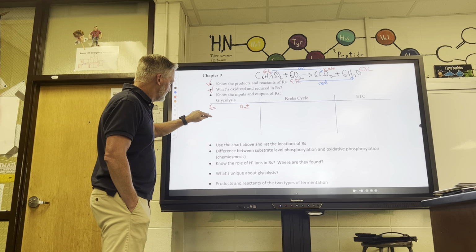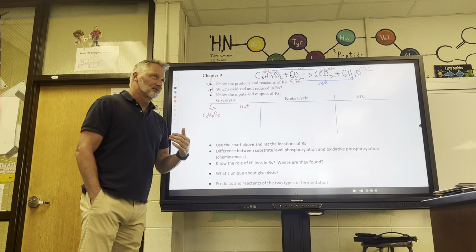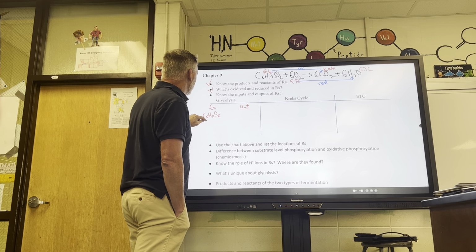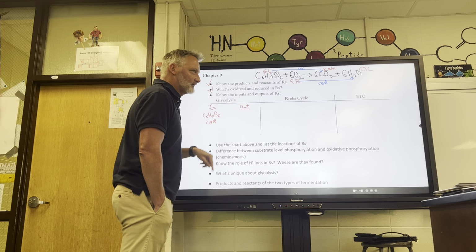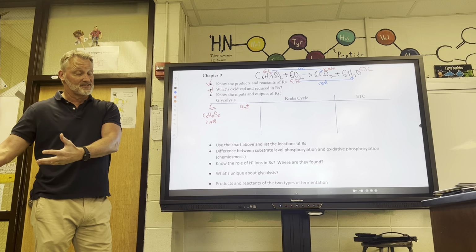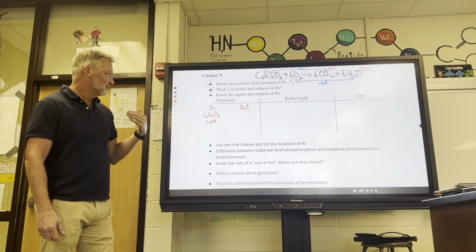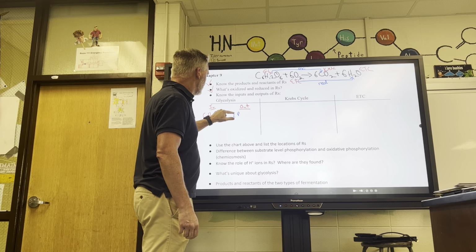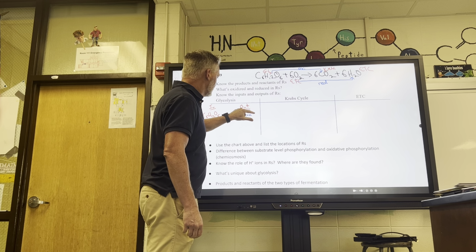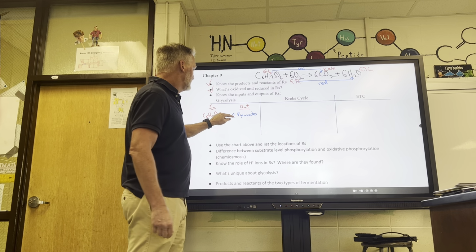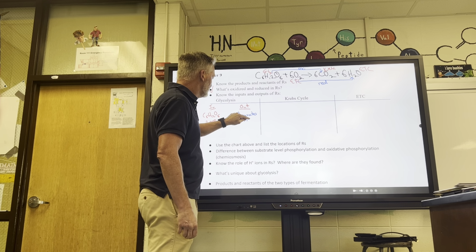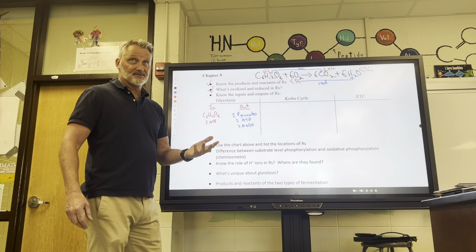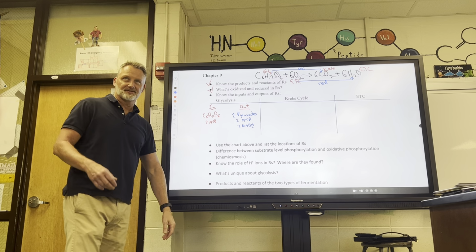Glucose. Okay, so glucose goes in. You also need an initial input of 2 ATPs. You need an investment to get the process started, right? So that's what goes in. What's made? 2 pyruvates. What else? 2 ATP and 2 NADH. Electron carriers, right? Those are carrying the hydrogens.